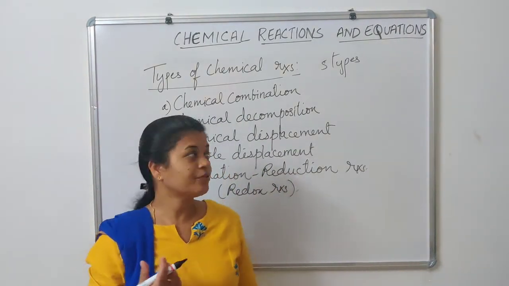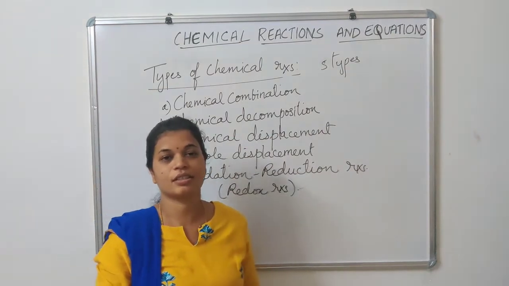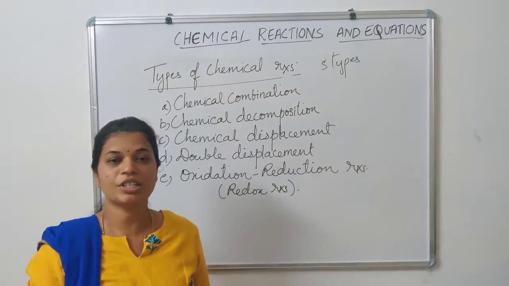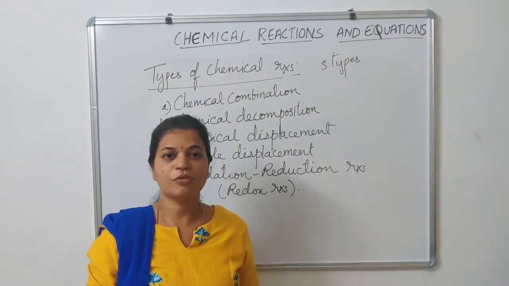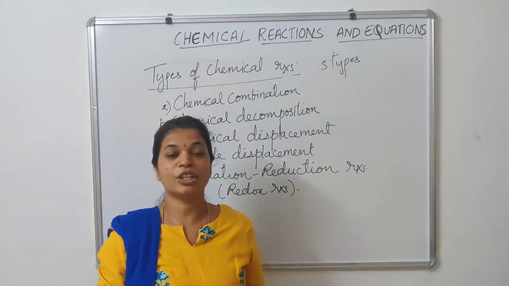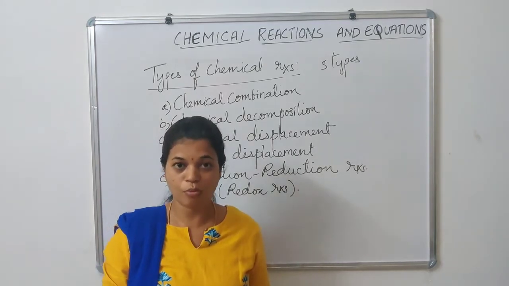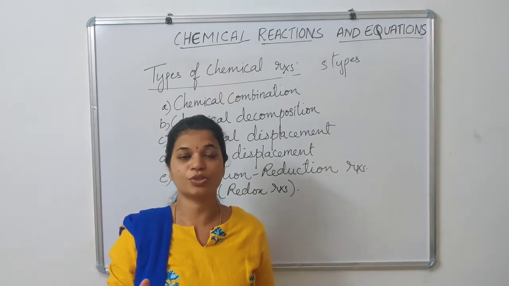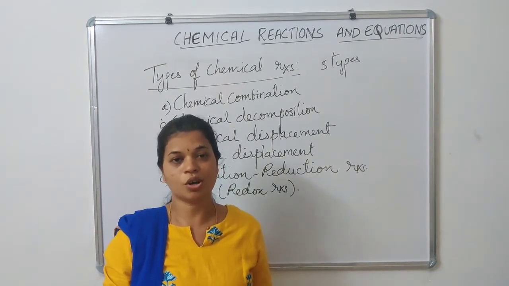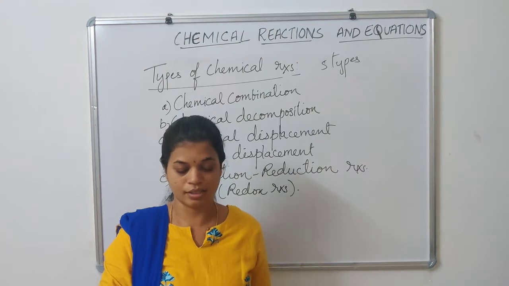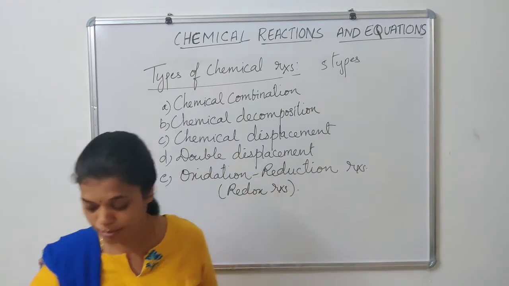So let us start with the chemical combination reaction. What do you mean by chemical combination? The name itself says combining. When two or more elements or compounds chemically combine together to form a new compound, it is called a chemical combination reaction. So let us consider some examples.